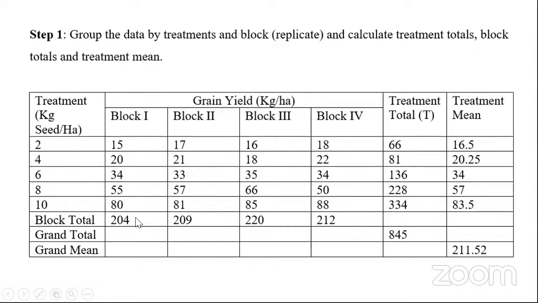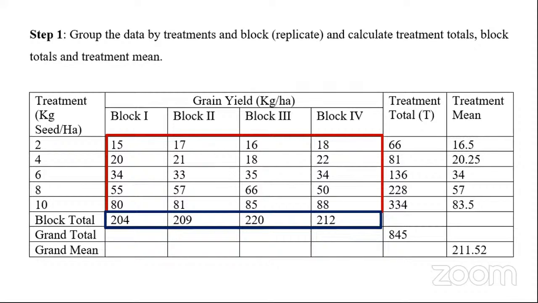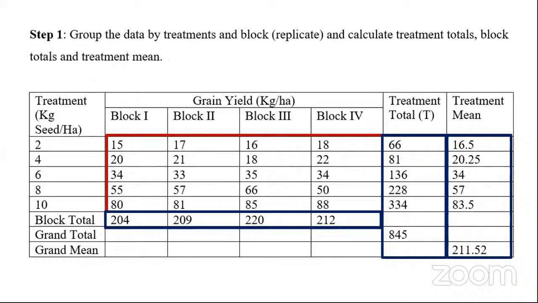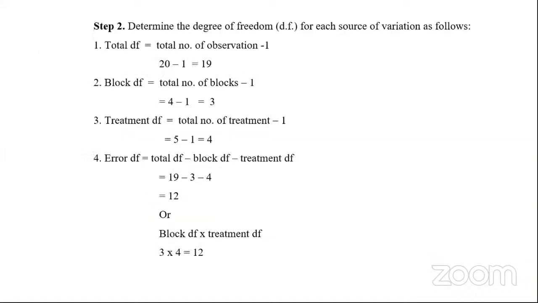Now we need to calculate the block total, treatment total, mean treatment, and grand mean. So this red line surrounded data is what we get. And this is the block total which we need to calculate, treatment total and mean treatment. These you can easily calculate using a simple calculator. These are summations only.